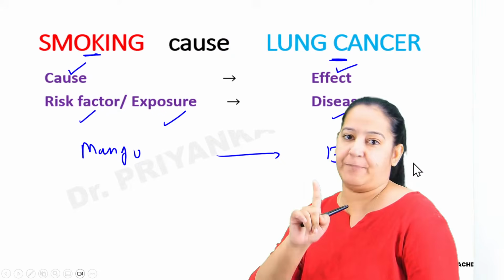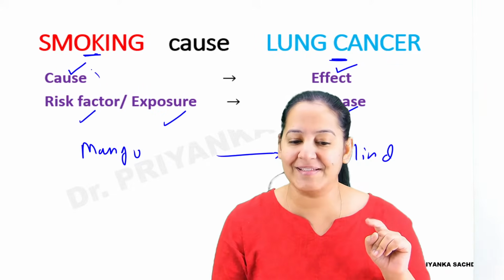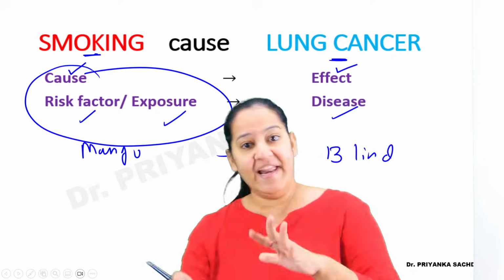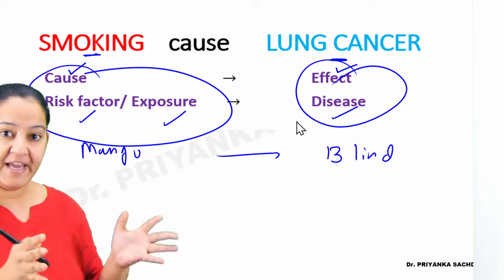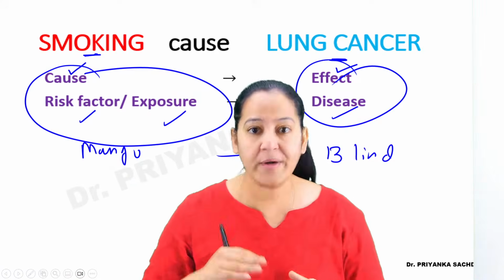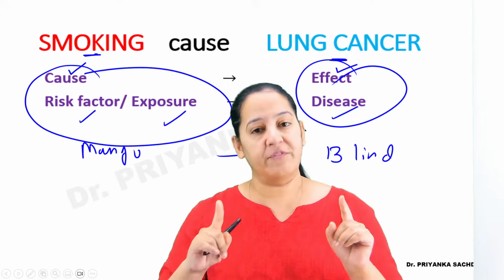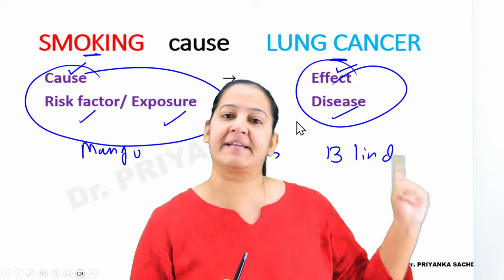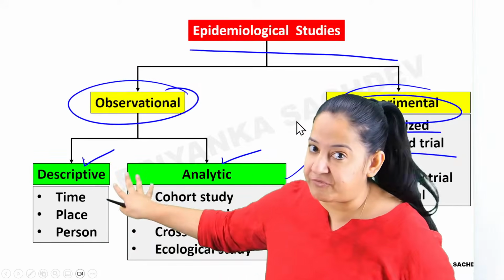In every hypothesis that I'm going to prove, there is a cause or exposure or risk factor which leads to an effect or disease. Here we take the example smoking leads to lung cancer. Now I know it is already proven, but imagine we are going to prove it for the first time. We have a cause, that is smoking, and an effect or disease, that is lung cancer. I will prove that smoking leads to lung cancer with the help of these studies.